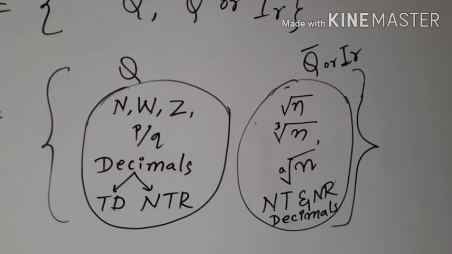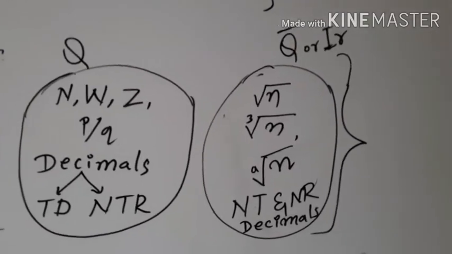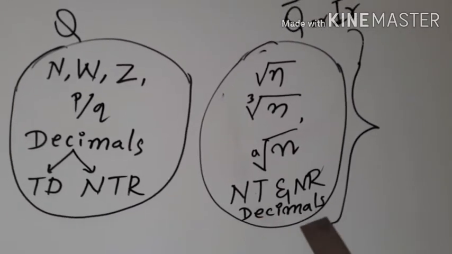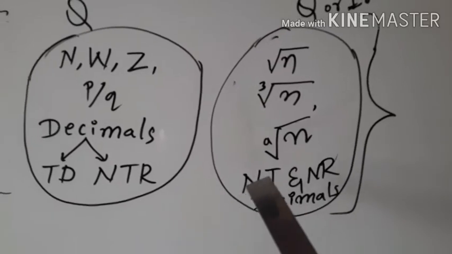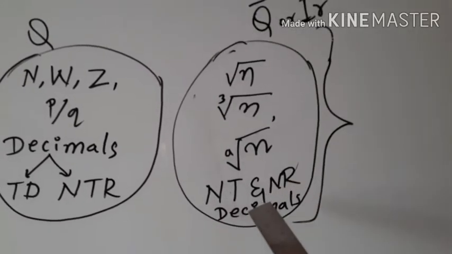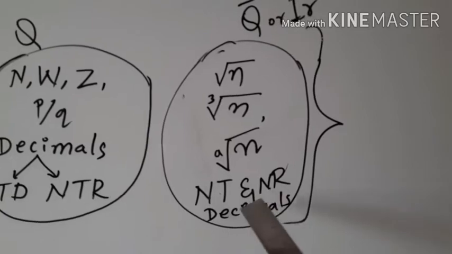And you might be knowing that there is one more type of decimals which are non-terminating and non-recurring or non-repeating.